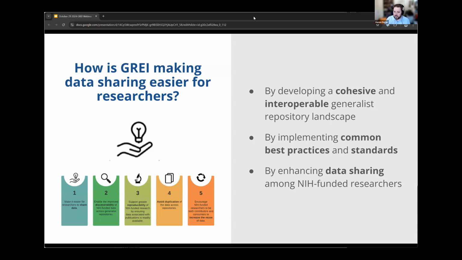We are also implementing common best practices and standards so that when you do find yourself at a generalist repository, it's going to have what we call desirable characteristics, which a later slide talks about more. So when you're sharing your data, you're sharing it in a way you need to be, and the repository is doing the things you need it to do. And of course, making data sharing easier by having places for that data to go.